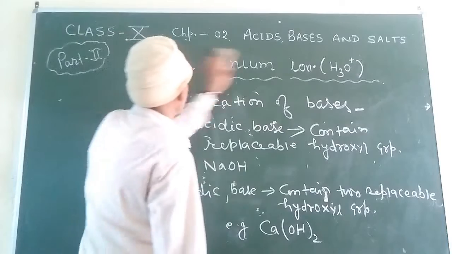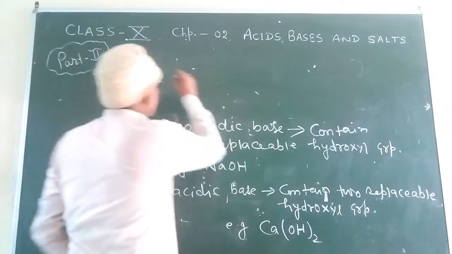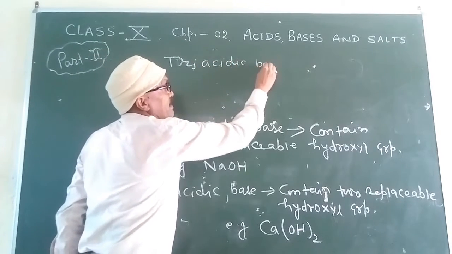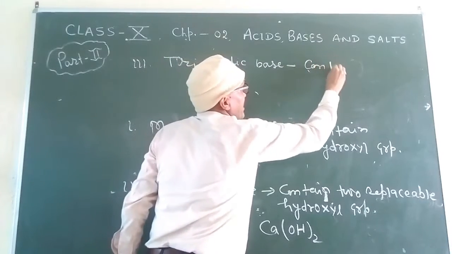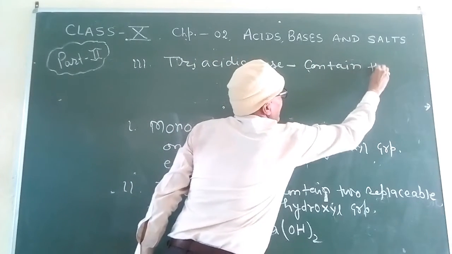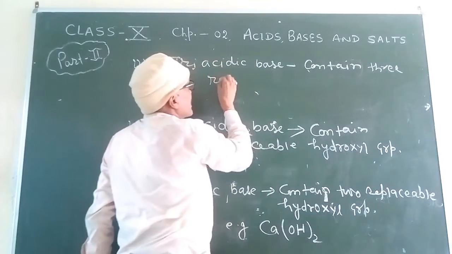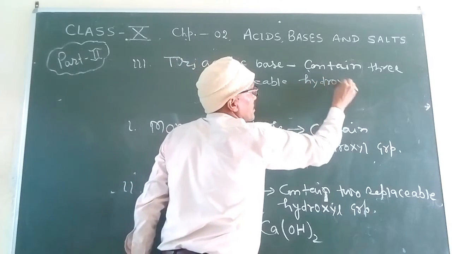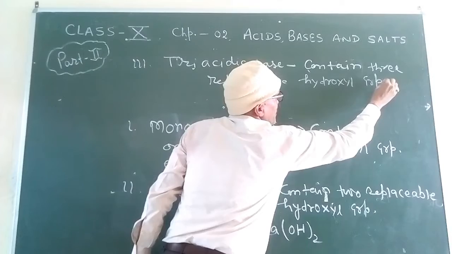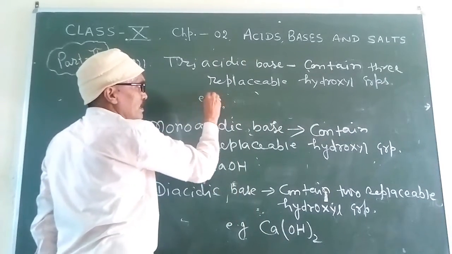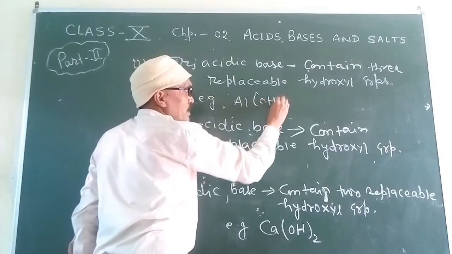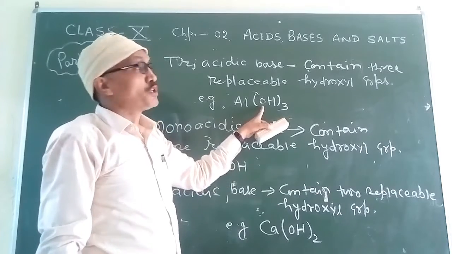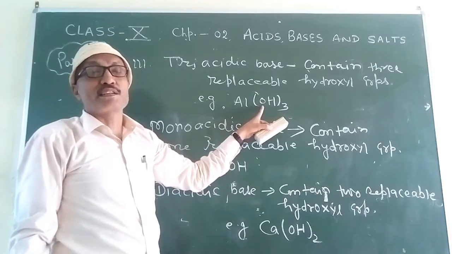In the similar way, triacidic base. Triacidic base contains three replaceable hydroxyl groups. For example, aluminium hydroxide. You can see here in aluminium hydroxide there are three replaceable hydroxyl groups. So aluminium hydroxide is a triacidic base.